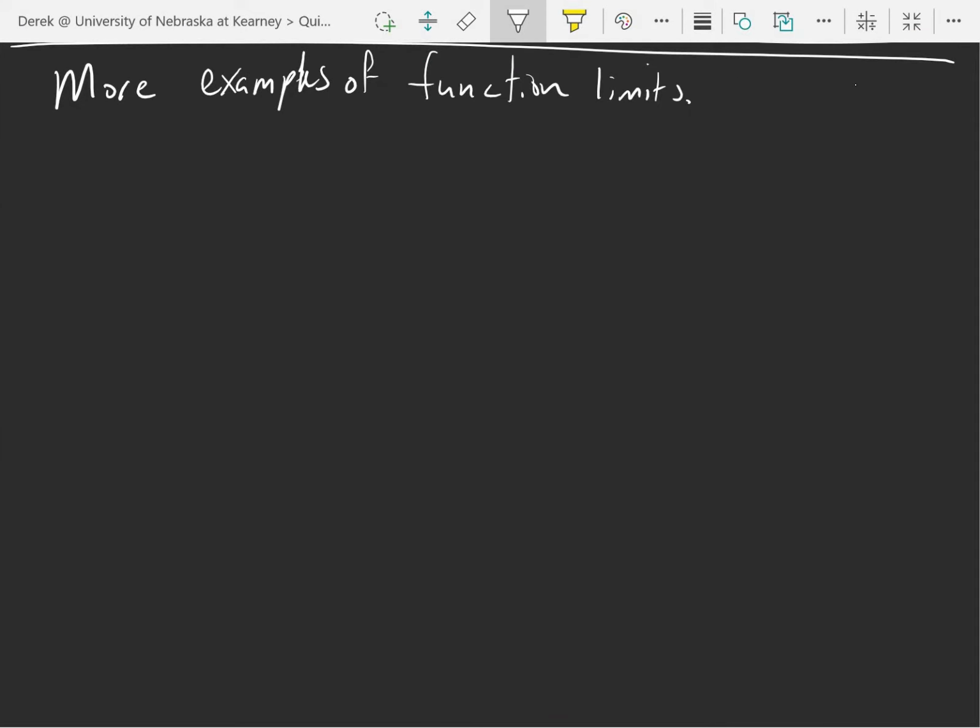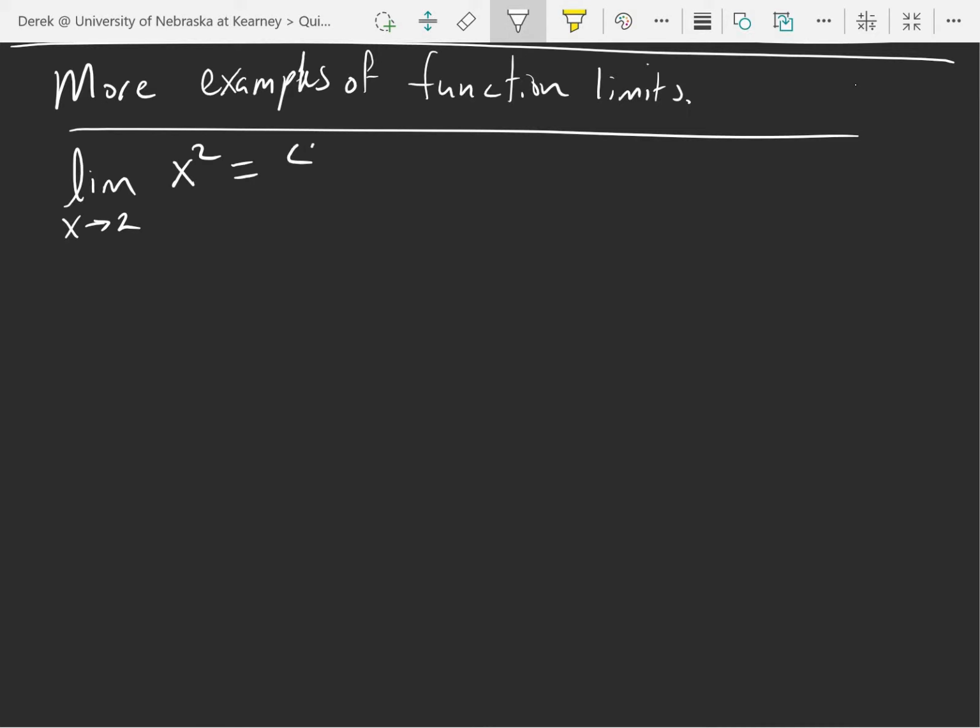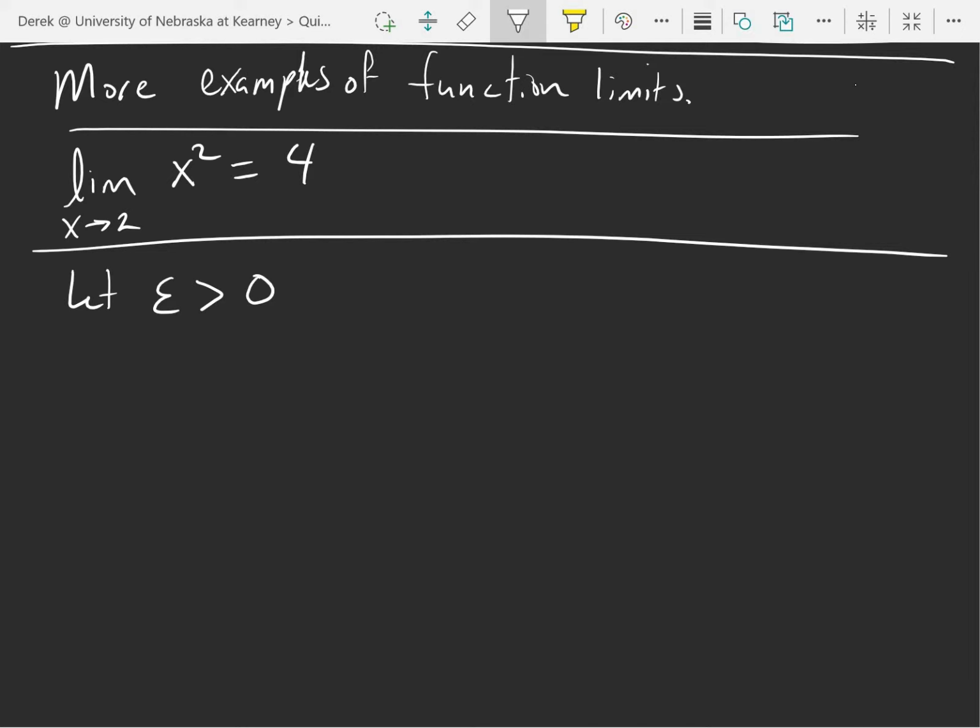Okay, I want to do two more examples of limits of functions. First one is we're going to show that x squared goes to 4 as x goes to 2. Okay. So let's start out, and we're going to let epsilon be bigger than 0. So now we have to figure out what delta would be.